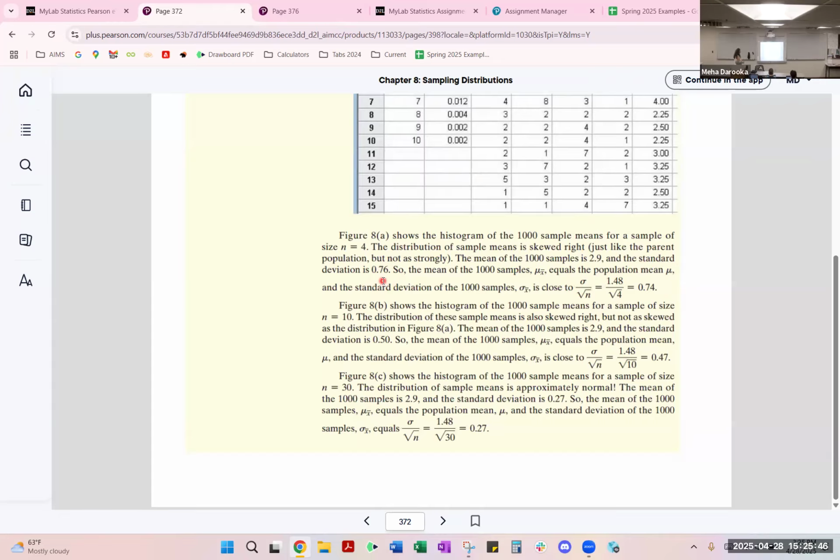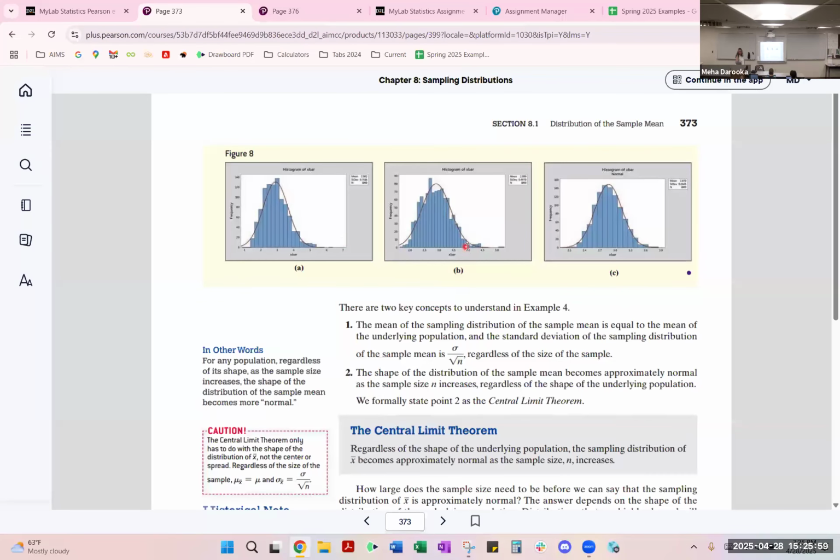And then they're doing the same with sample size of 10 and sample size of 30, and those are given to us in these two figures over here. They have increased the sample size to 10 in this one, increased the sample size to 30 in this one, and this original is the one where they just had 4 as the sample size.